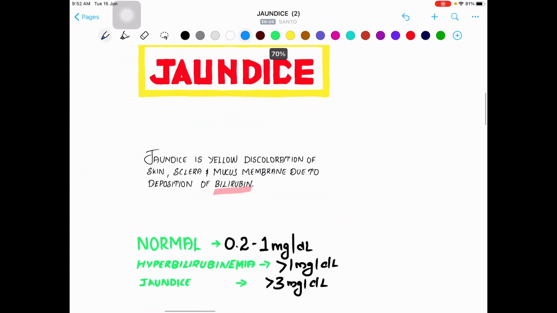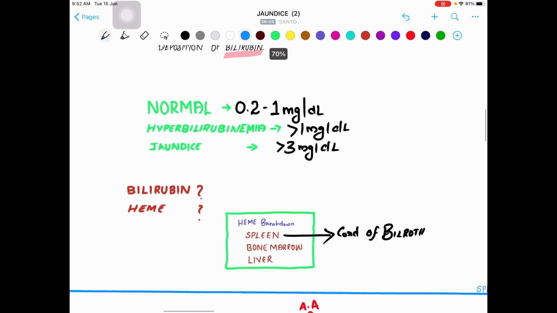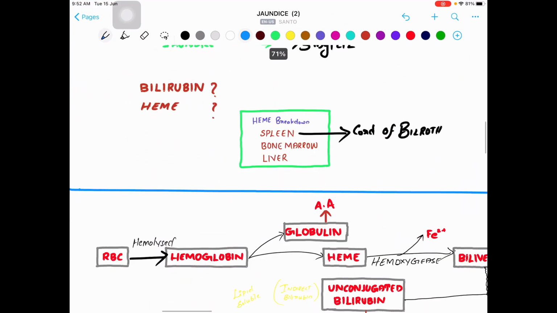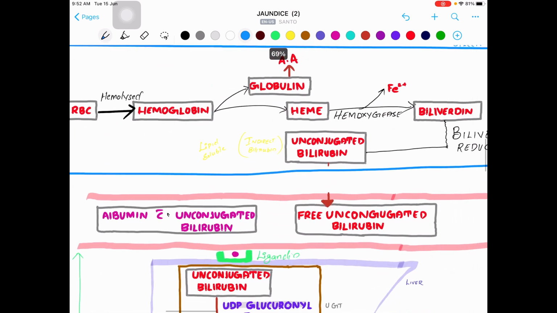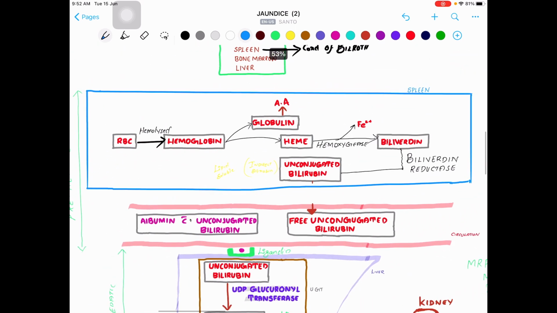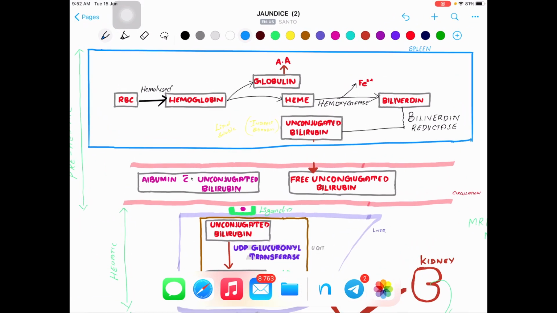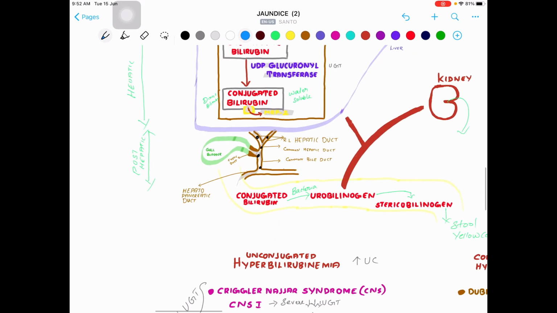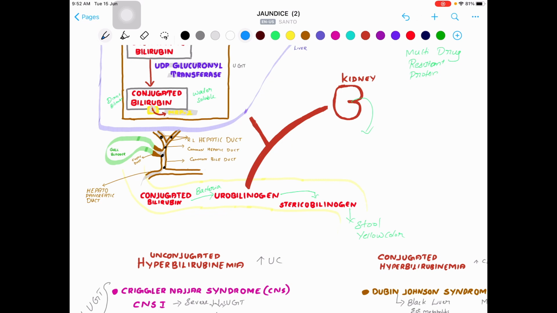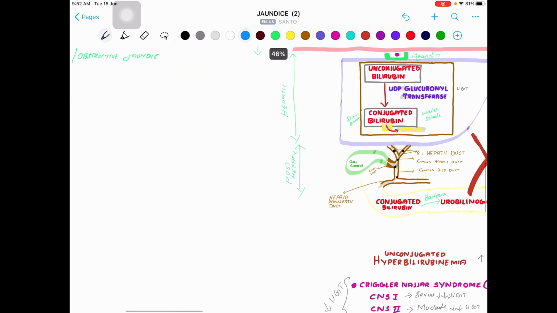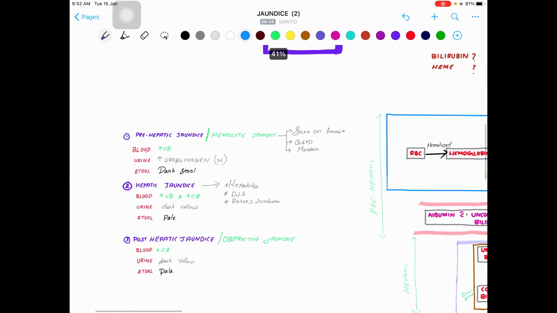Let's recap. Jaundice definition, normal value of bilirubin in blood, where heme metabolism takes place, what are the main enzymes present in bilirubin metabolism, what happens inside the liver, what gives color to stool, a few genetic conditions, and the classification of jaundice.